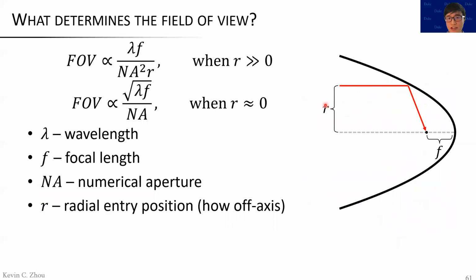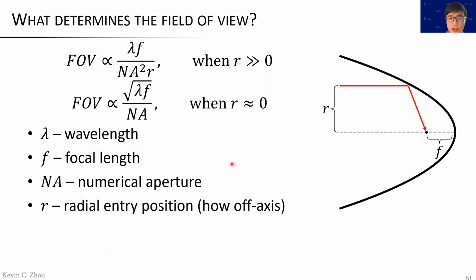But how limited is this field of view, and what determines this field of view? So after a lot of math that I won't go through here, I derived these relatively simple equations that describe how the field of view varies as a function of a variety of system parameters, such as the wavelength, focal length, numerical aperture, and the radial entry position. And I verified these simulations in Zemax. And interestingly, I derived these for parabolic mirrors, but they also apply to ellipsoidal mirrors.